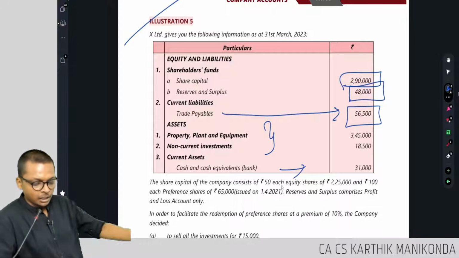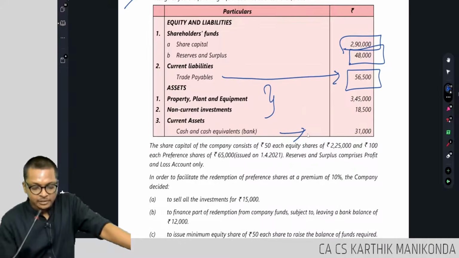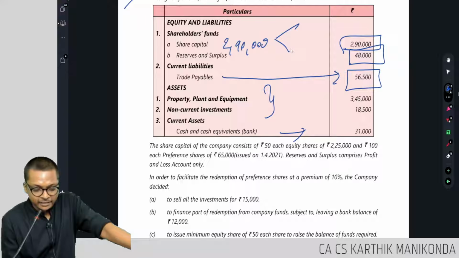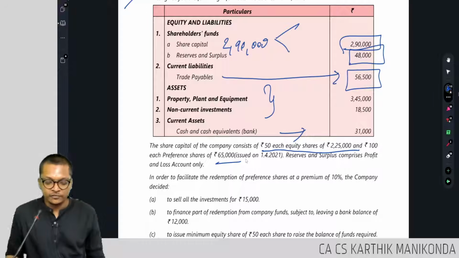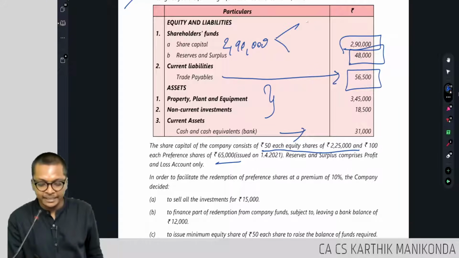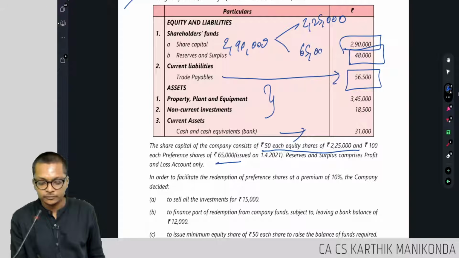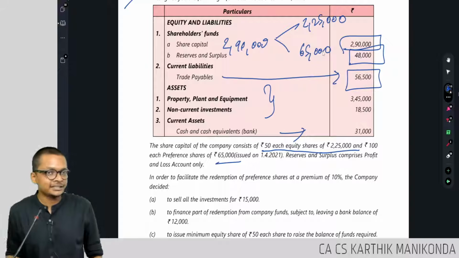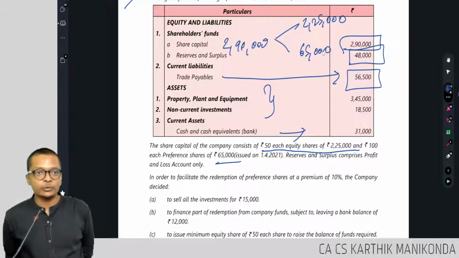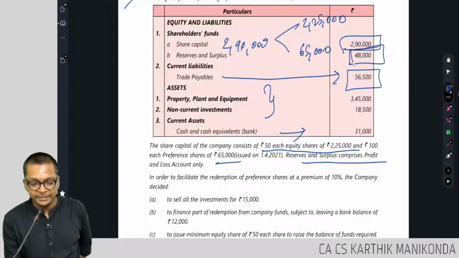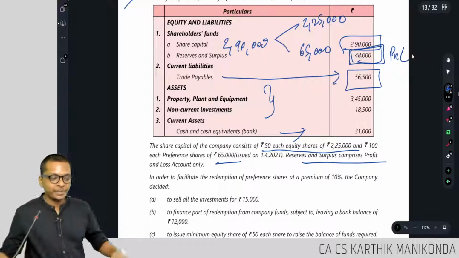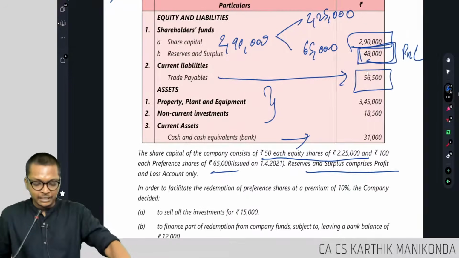Okay, fine. The share capital consists of this 2,90,000, correct? This 2,90,000, what a breakup is giving. Consists of rupees 50 each equity shares, 2,25,000 and preference shares of 65,000. So he has given the breakup. Equity shares is 2,25,000. Preference shares is 65,000. Are you following, guys? Clear? So equity is 2,25,000. Preference is 65,000. Reserves and surplus comprises of profit and loss only. That means the full 48,000 is P&L. Are you guys following? Understanding, guys?